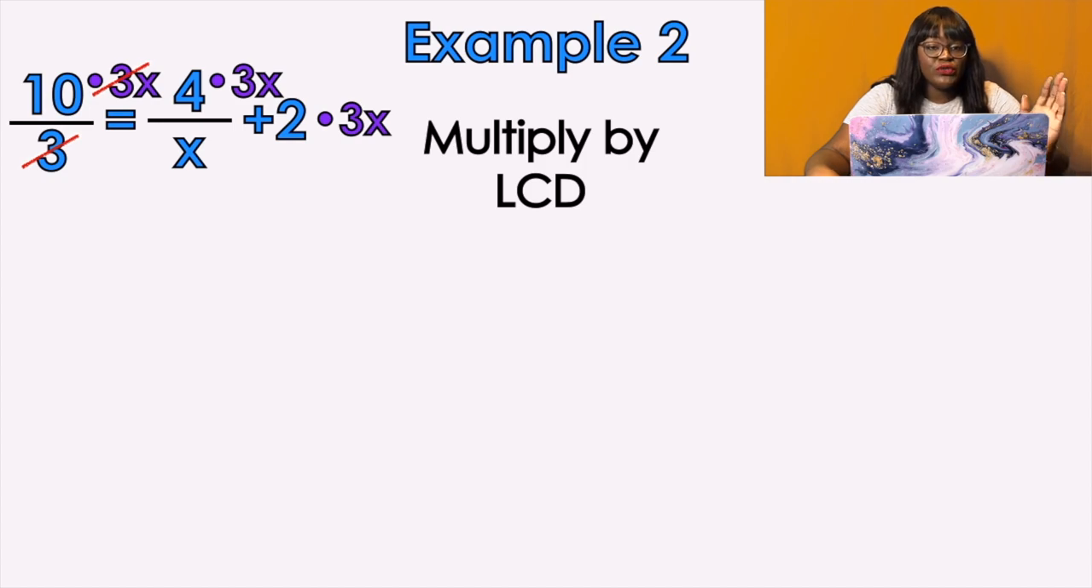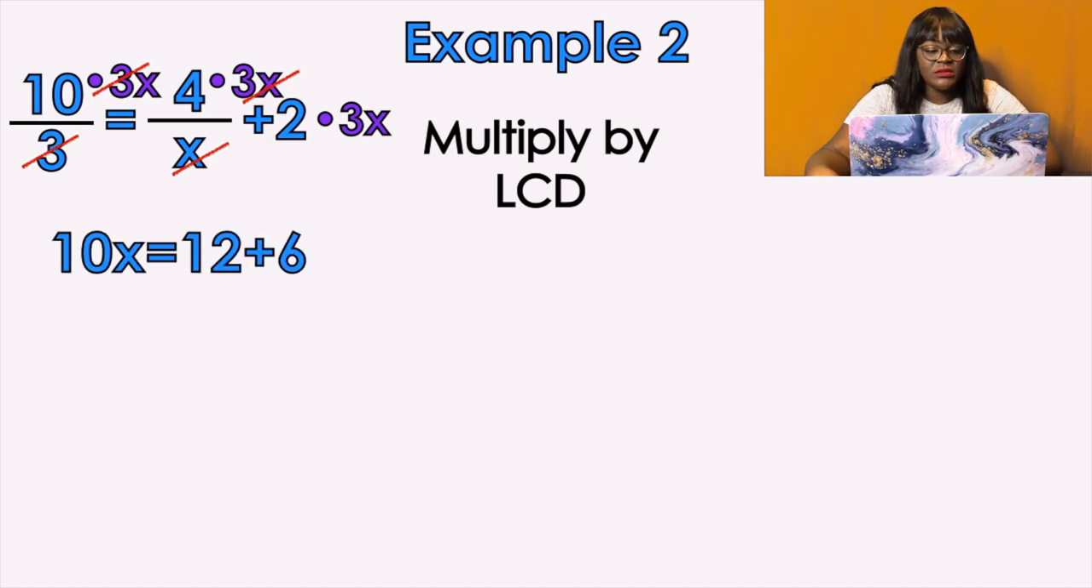Boom, boom, those 3s simplify out. Don't say cancel. The x's in that next term simplify out, and then nothing in the last term, okay? So I'm going to be left with 10 times x, then I'm going to be left with 4 times 3, which is 12, and then I'm going to be left with 2 times 3x, which is 6x. I'm going to give you a second to digest that. Like, yo, a lot just happened on that screen.